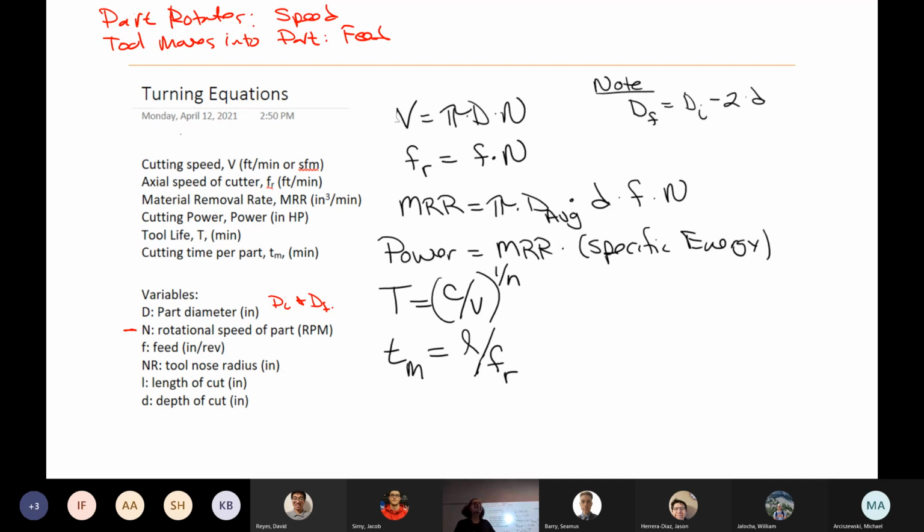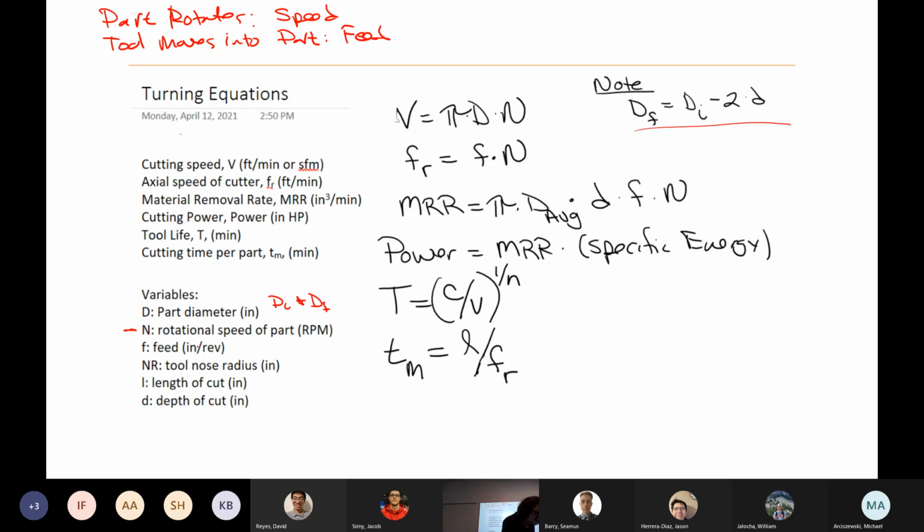The diameter of the part changes as we're machining. Our final diameter is going to be our initial diameter minus 2 times the depth of cut. And because the speed, capital V, is related to the diameter, we see in turning that the speed changes over time. So we talk about our part diameter, the initial diameter and the final diameter.